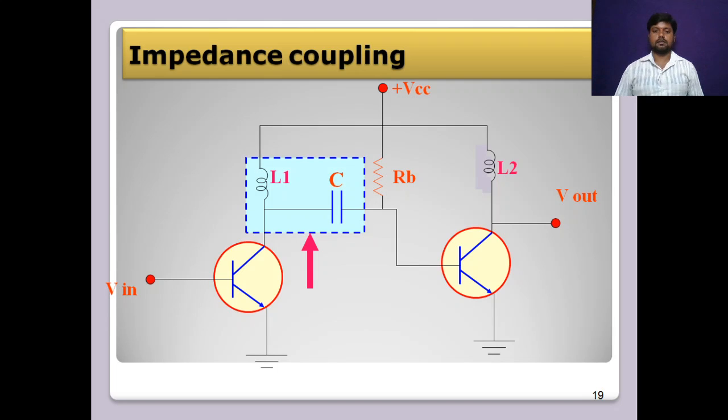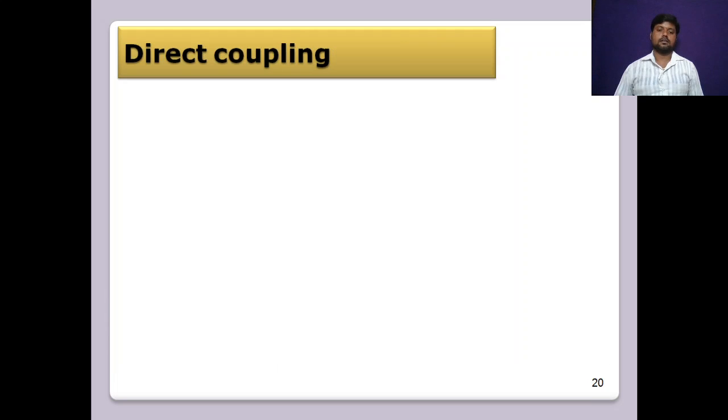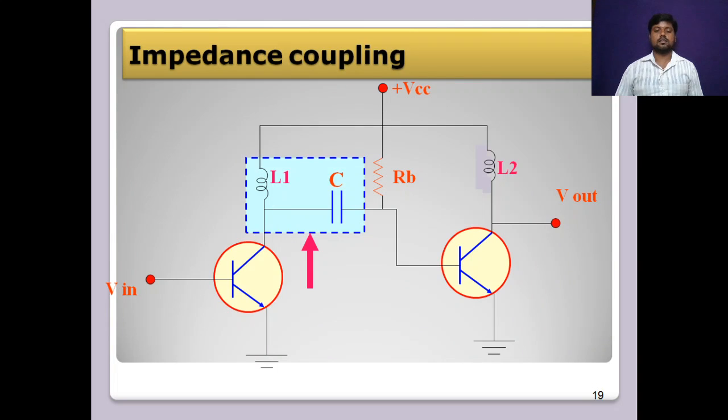Impedance coupling, which is used for impedance matching. Here the block circuit diagram shows the impedance coupling circuit. Here see, an inductor and capacitor in combination is now providing the impedance coupling. See here, an inductor and capacitor.